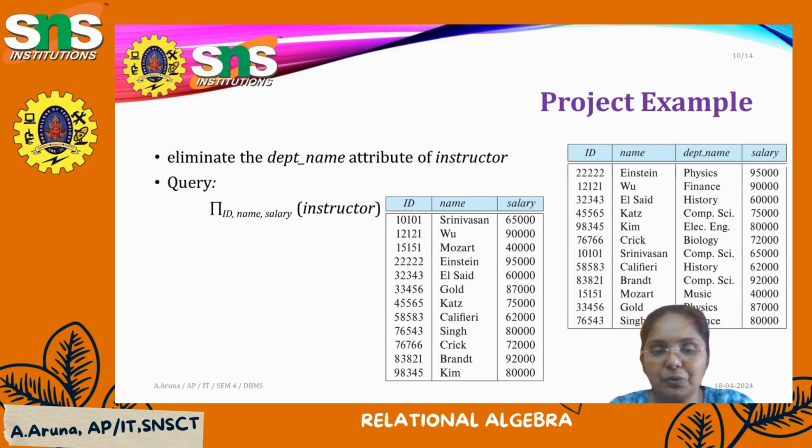For that, I use the project symbol. Inside the project, what attributes do I mention? I need ID, name, and salary, and I eliminate the department name. So I mention ID, name, salary, from the instructor relation. If I do this, you can obtain this kind of table. What we need to project is displayed here. So this is the use of project.